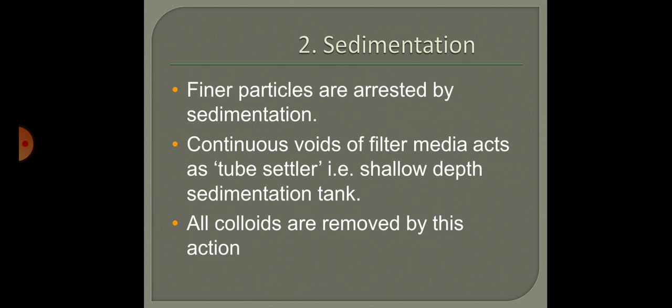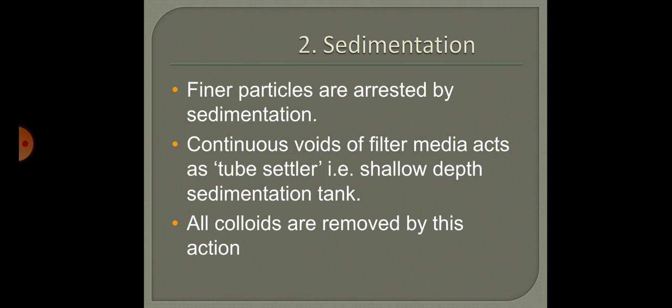We know that in the first process that we discussed, that is the mechanical straining, only the particles which are larger or coarser in size than the size of the pore will be stopped from flowing, or will be arrested. So what happens to the finer particles? The finer particles will be arrested by the sedimentation action. So this action we call the sedimentation action.